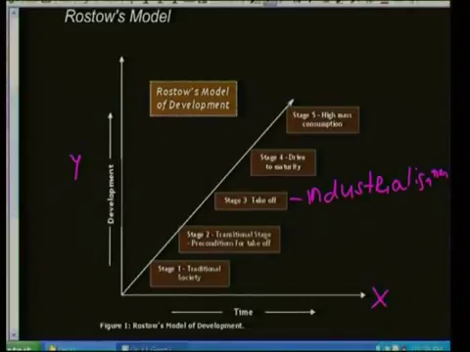By stage 4, drive to maturity, you've got most of the country involved in industrialization, service provision. And then the last stage is called the high mass consumption stage. Here the country has reached one of the highest levels of development, and as you can see, it has taken a very long period of time.